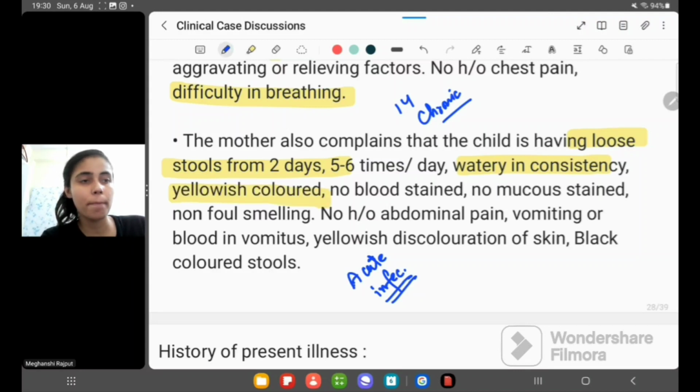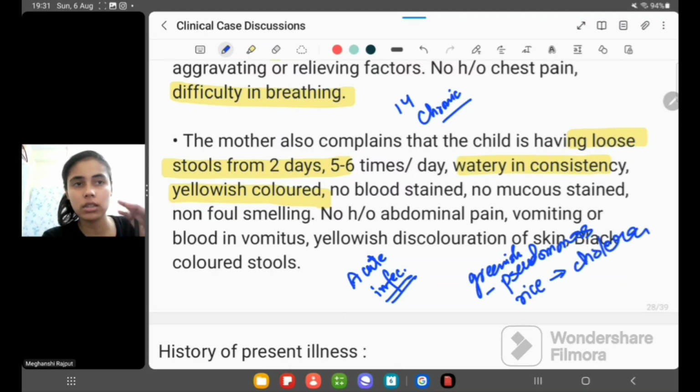If it would have been greenish colored stools, then I would be thinking about a pseudomonas infection. And if it is a rice watery stool, then I would be thinking about a cholera infection. Okay, that's why the detailed history has to be taken. If there is a dark colored stool, that is melena, the history of melena, I would be thinking about an upper GI bleed. Or if it is frank red blood which I would be seeing, then it would be a lower GI bleed. Okay, and that's why the detailed history is important.